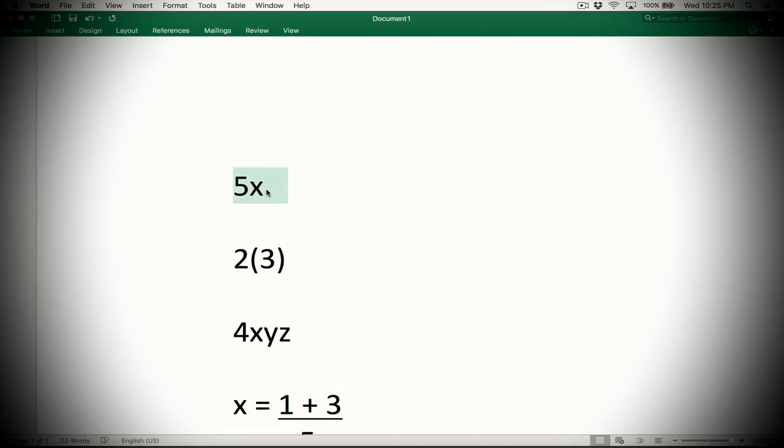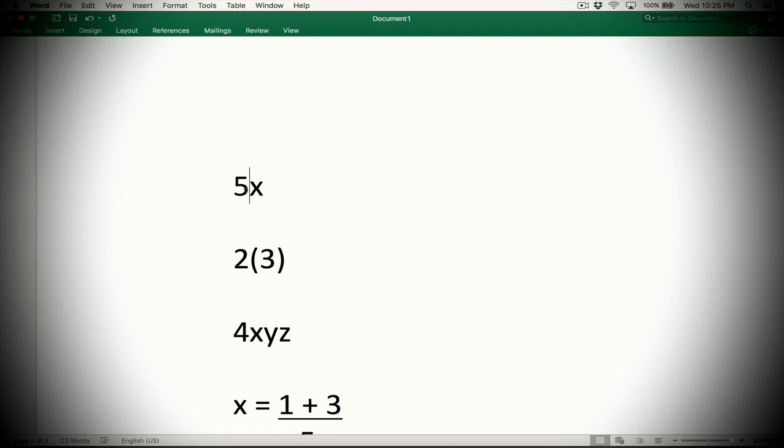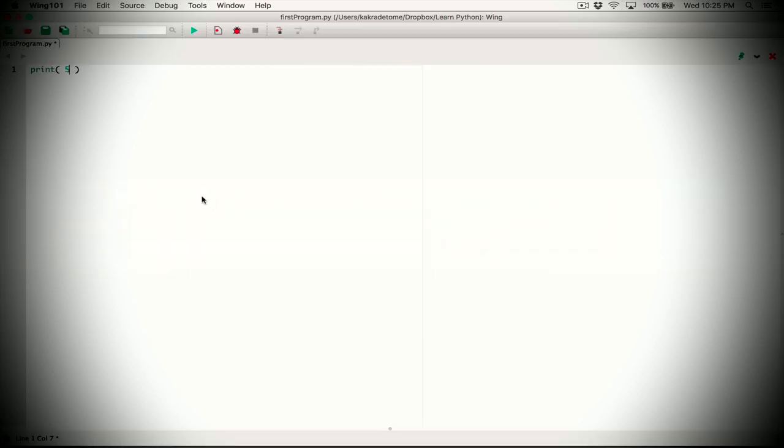So 5x. We know x is a variable, right? We don't know what it is, so we can denote it with a variable. We know the number 5, and we can use it in our program. So the way we would write something like this is, let's use a print statement to make things easier. We know 5 and x are multiplying, so we can just write 5 times x. We don't know what x is, so we denote it with a variable.